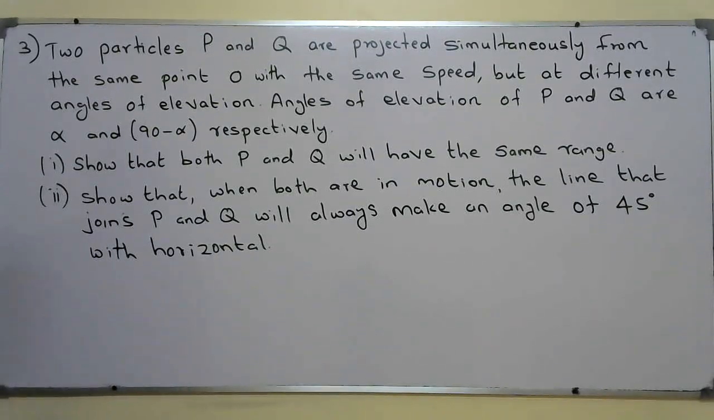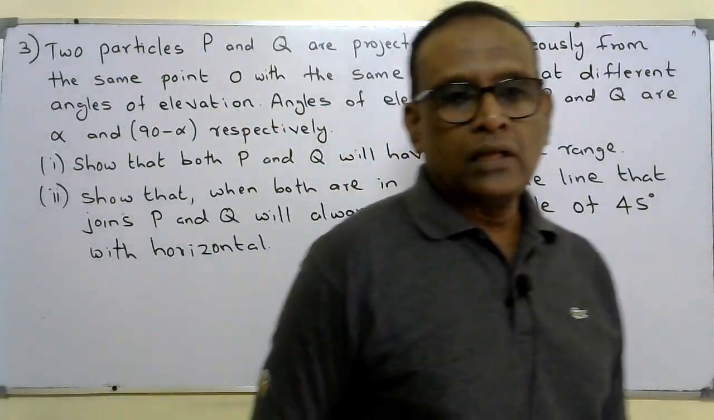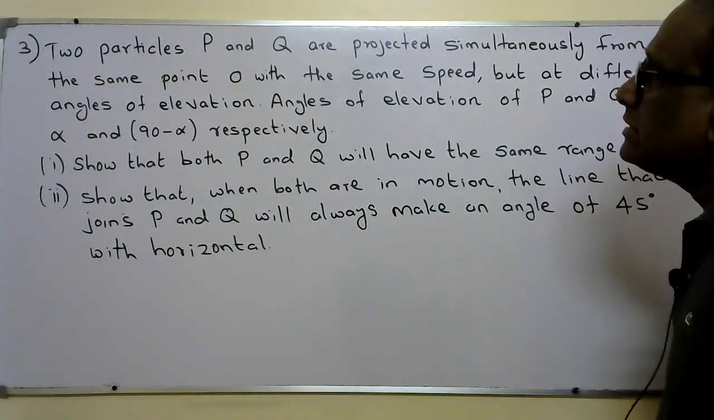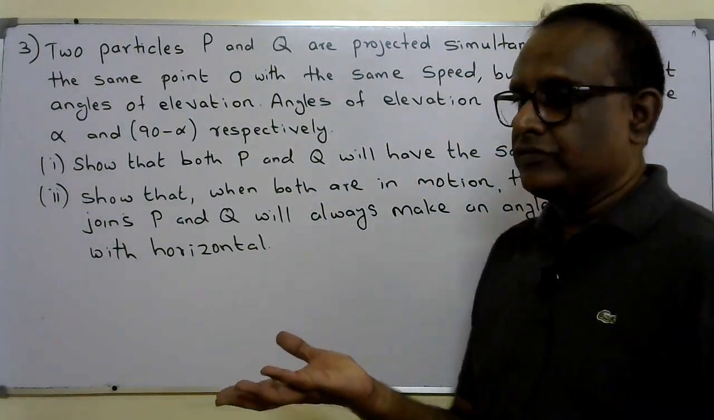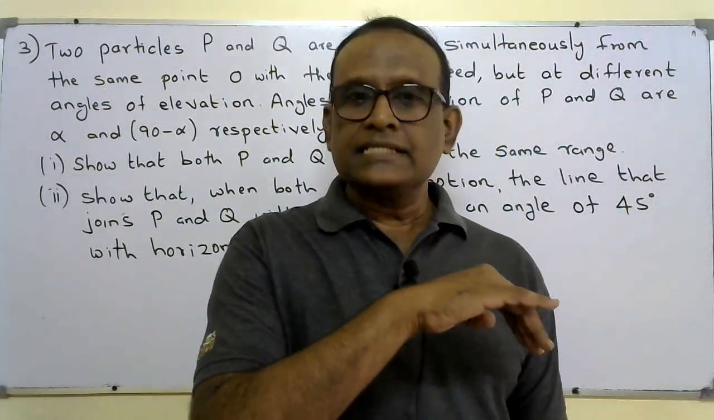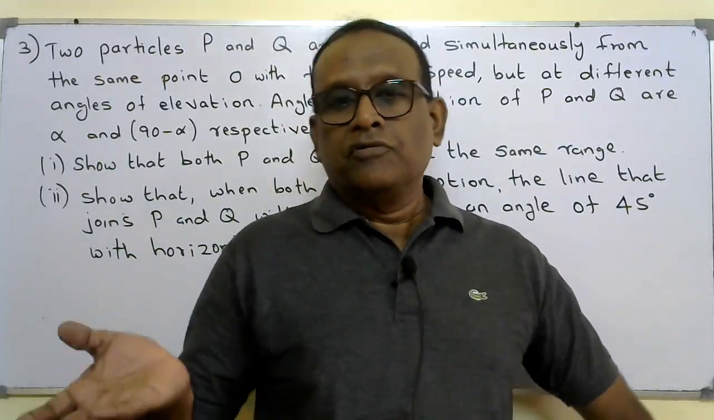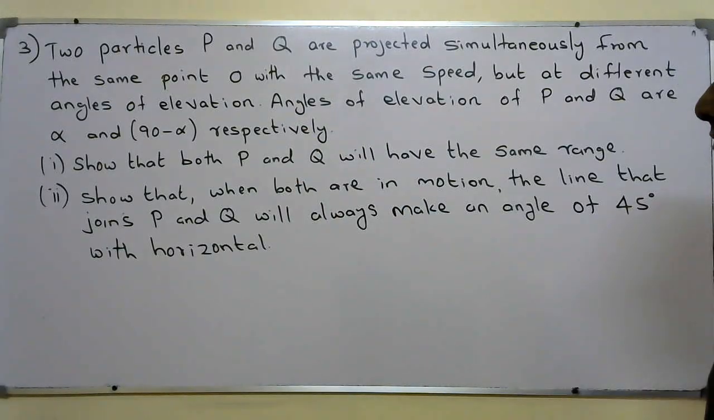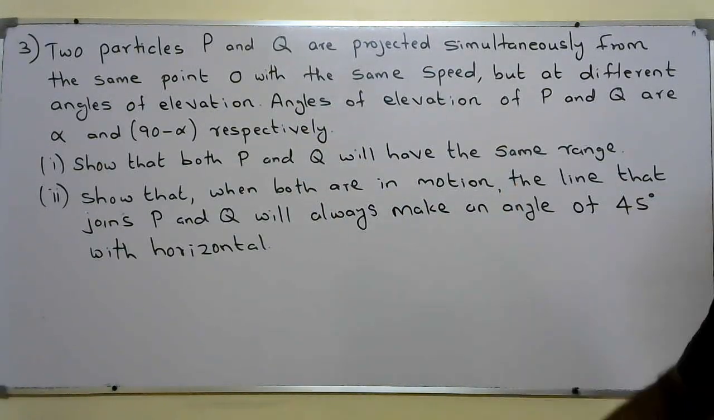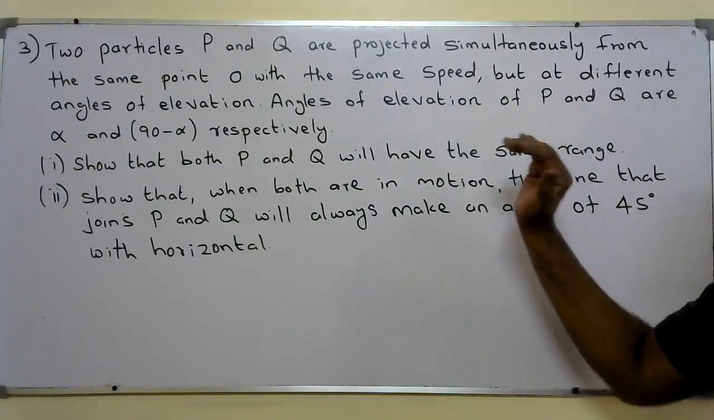Okay, so this is the third question. It says two particles P and Q are projected simultaneously from the same point O with the same speed, but at different angles of elevation. Angles of elevation of P and Q are alpha and 90 minus alpha. That means if alpha is 30, the next one is 60, or if the first one is 40, the second will be 50 degrees. Show that both P and Q will have the same range. That's the first part we need to show.